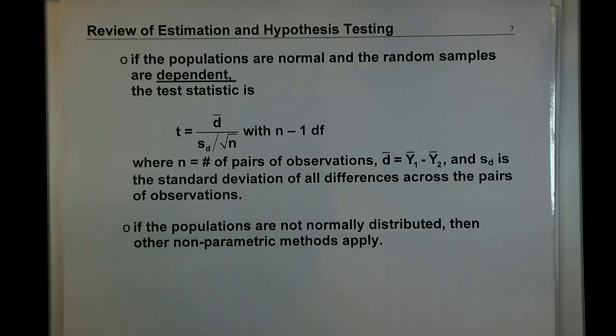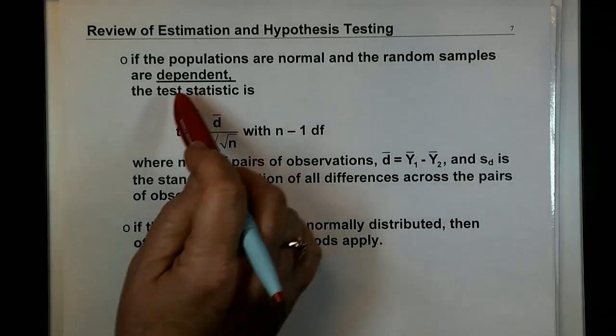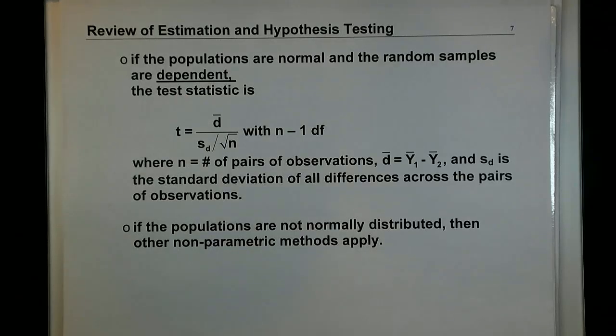If the populations are not normally distributed, again, there are non-parametric methods that can apply. This concept of dependence we'll look at later in this course, where I have not just 2 samples that are dependent, but more than 2 samples, and that concept is referred to as blocking. So some of you have heard of blocked experiments, and that's when you have 2 or more dependent samples.